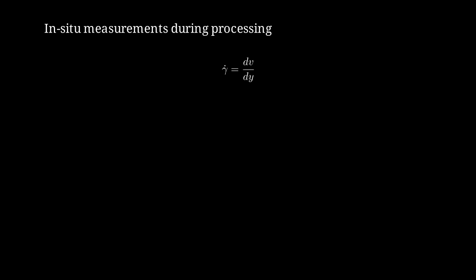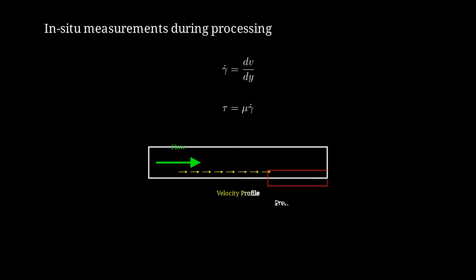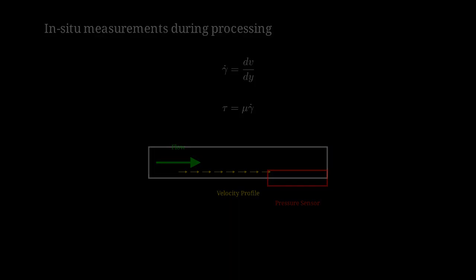Shear rate, gamma dot, equals the derivative of velocity with respect to position. For Newtonian fluids, shear stress tau equals viscosity mu times shear rate. In a microfluidic rheometer, we measure the pressure drop along the channel and the flow rate. From these measurements, we can calculate viscosity and other rheological properties.